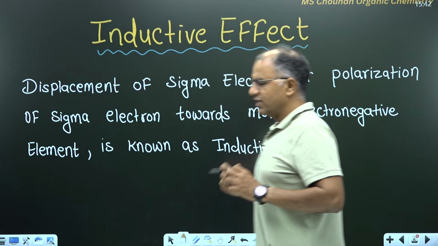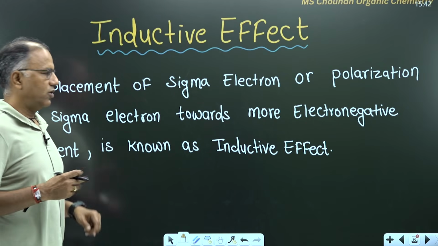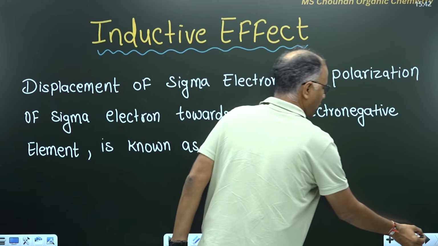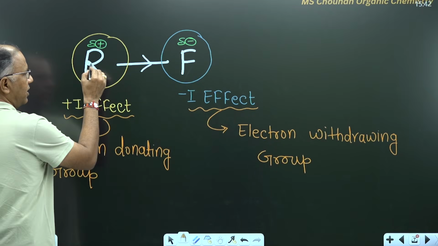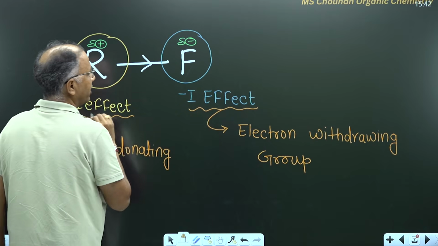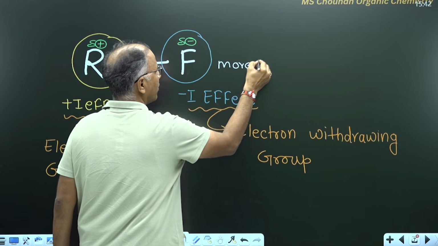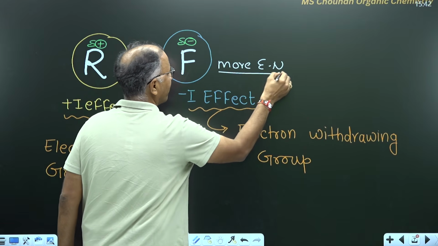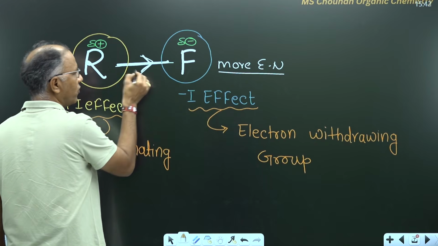Now we will start with inductive effect. So what is the definition of inductive effect? So let me consider one example of inductive effect. As we know that this is R means alkyl group. This means there is a carbon and there is a fluorine. Which is more electronegative? Fluorine is more electronegative. This means this sigma electron will polarize toward fluorine.